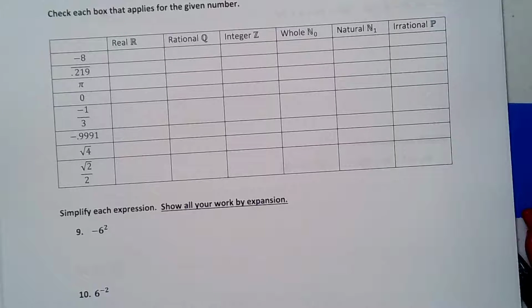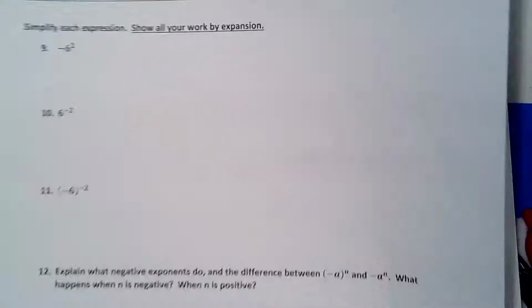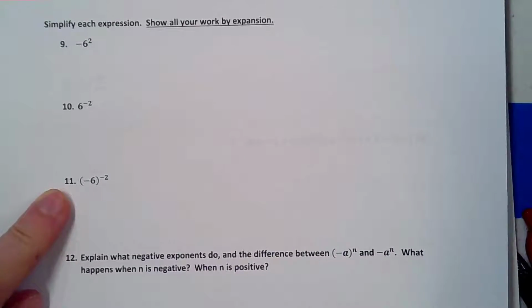Integers are the counting numbers and their flips, like 1 and negative 1, 2 and negative 2, 3 and negative 3, not negative 0.9991. Root 4 is tricky because it looks like it should be irrational because it has a root, but it's not. What is root 4? 2. Yep. All right. Simplifying the expressions, I'm going to skip these as well. Hopefully you know them.